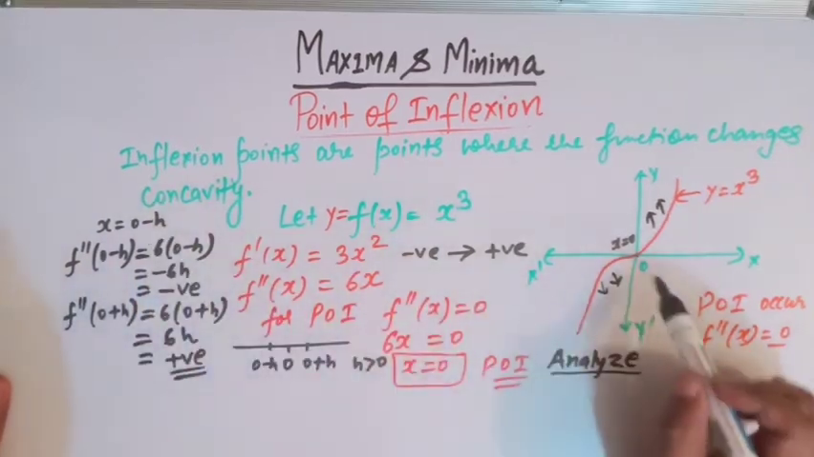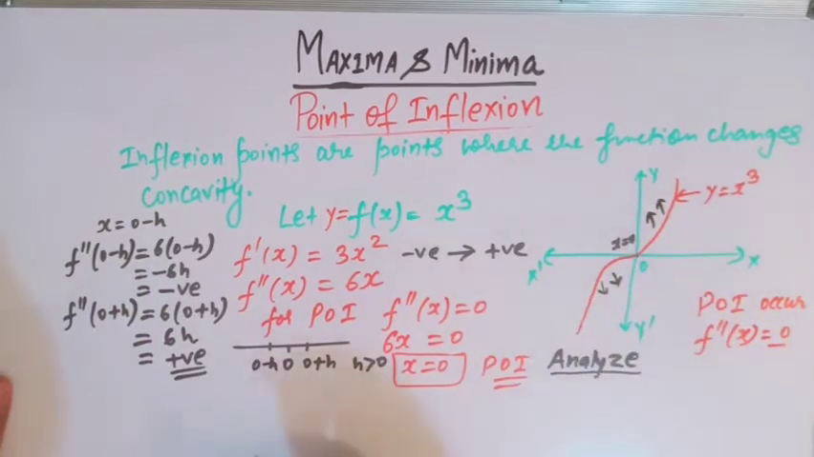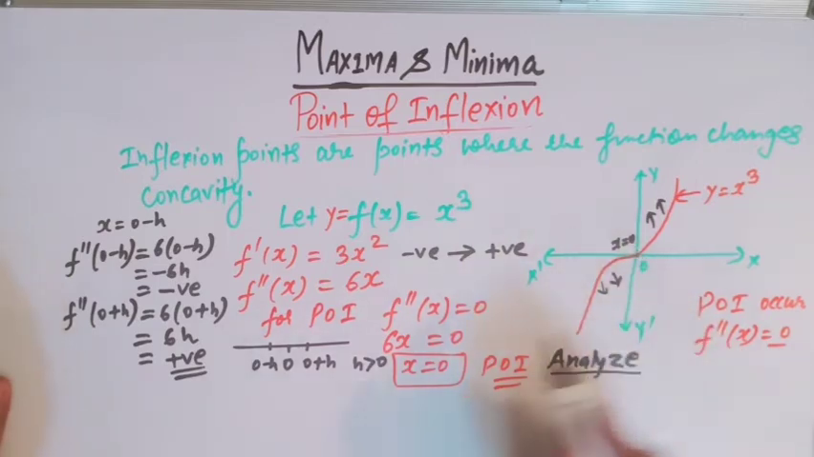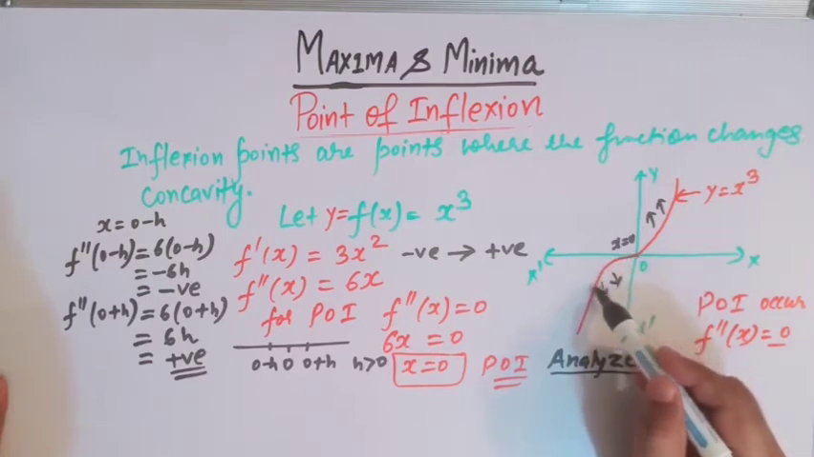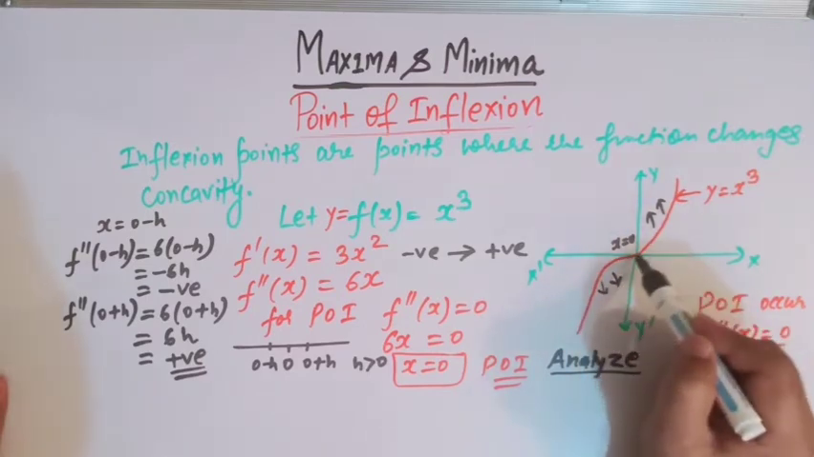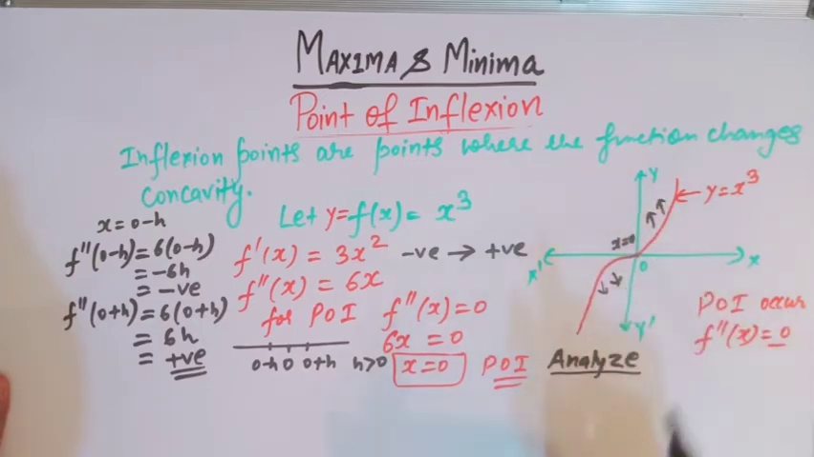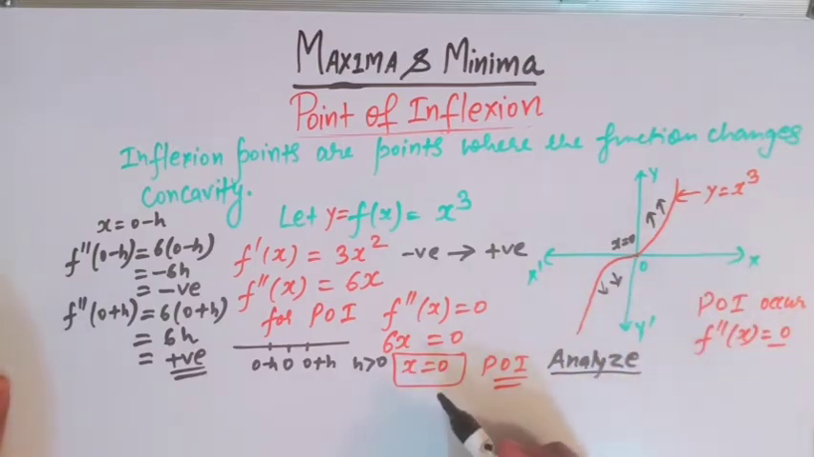Therefore the concavity of the graph changes at this point x equal to 0. Hence this point x equal to 0 is a point of inflection for this curve y equal to x cube. Clear? So inflection points are the points where the function changes concavity. Here the graph of the function is concave down, and here it is concave up. So the concavity changes, and x equal to 0 is a point of inflection, right?